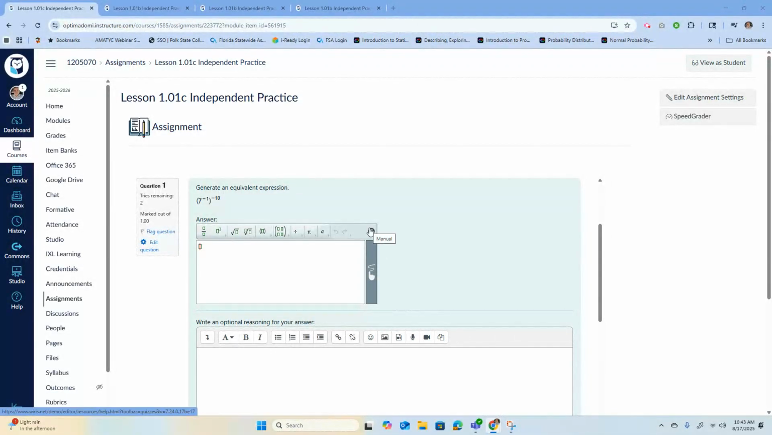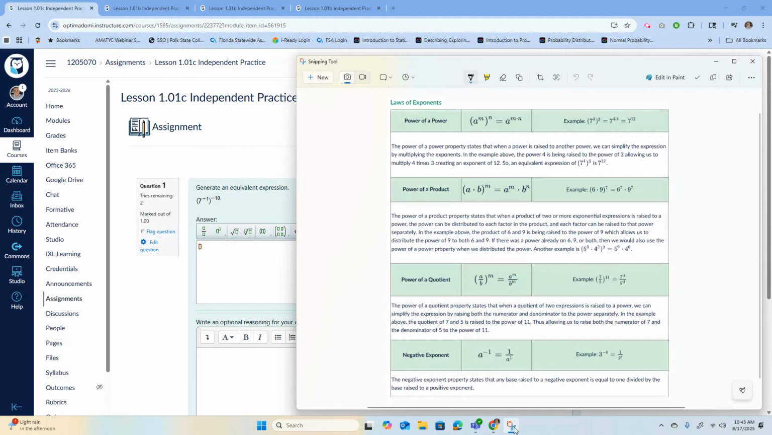All right, guys, now we are in lesson 101C, and in this lesson, we're going to work with three new exponent laws, or rules of exponents, or exponent rules. The three new rules are power of a power, power of a product, and power of a quotient. Also, most likely, we're going to be using the negative exponent rules and maybe some other rules that we have seen in 101A and 101B. So in this video, I'm going to do problem number one and number two, okay?